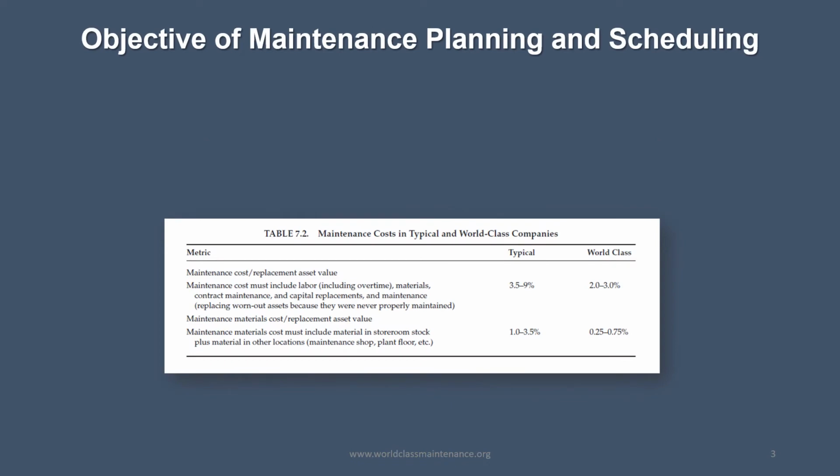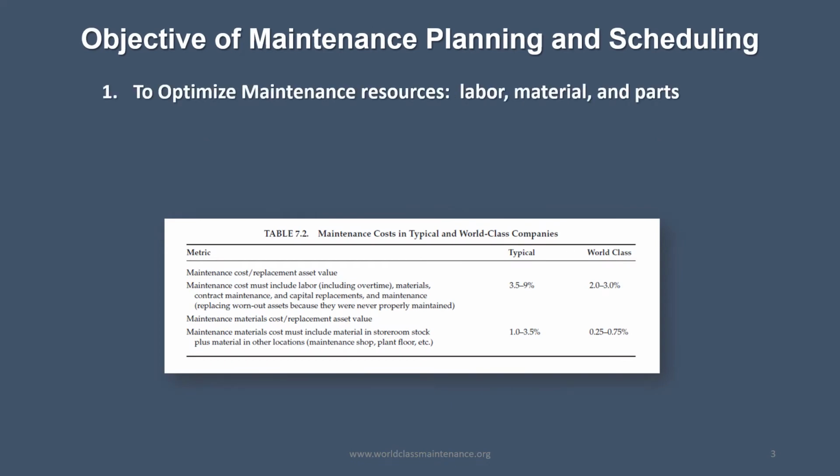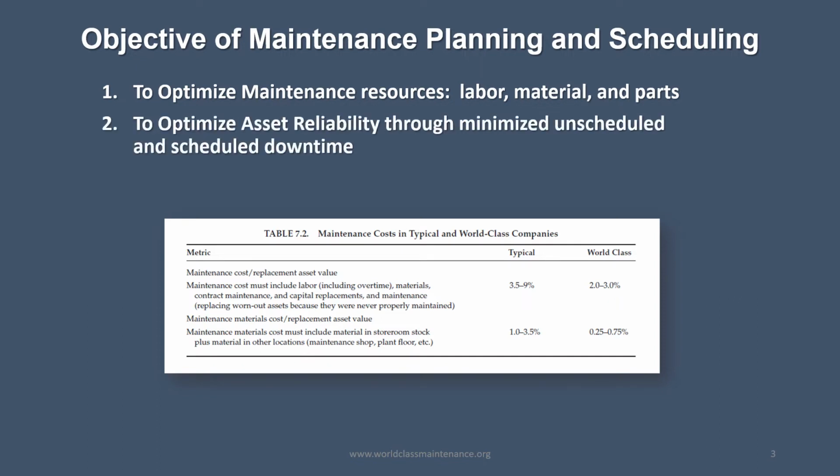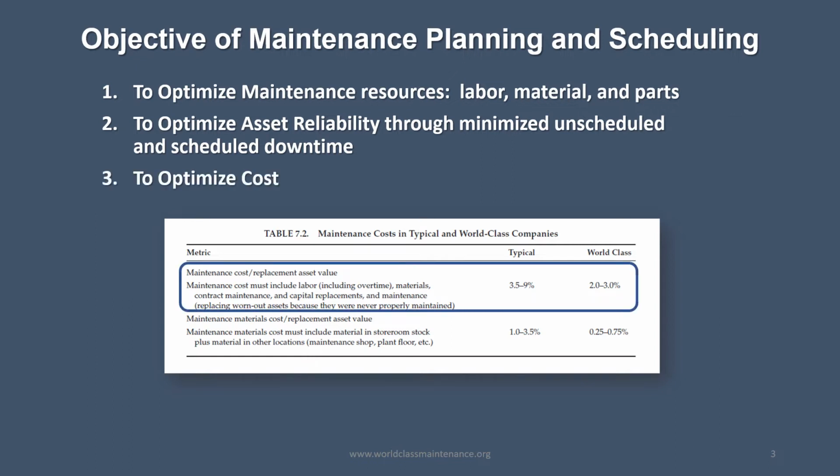So what's the objective of planning and scheduling? To optimize maintenance resources: the labor, materials, and parts. To optimize asset reliability through minimizing unscheduled and scheduled downtime. And to optimize costs. We look at costs, and typically the standard is replacement asset value.